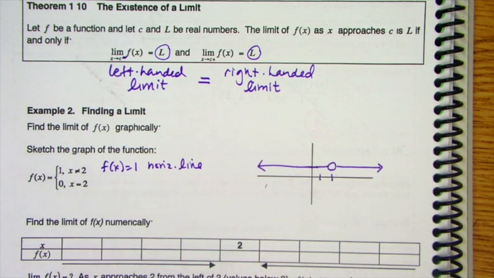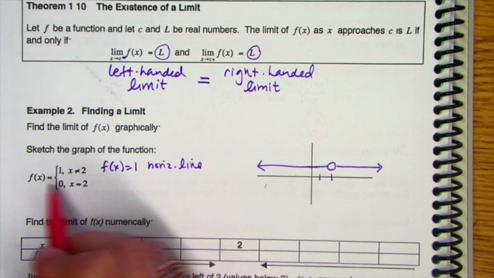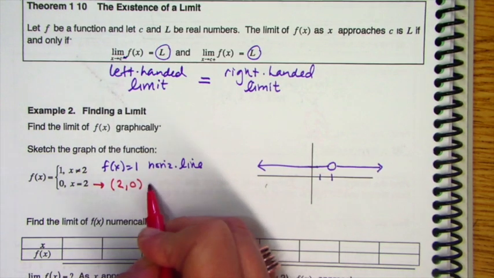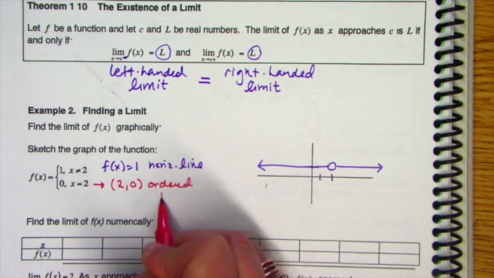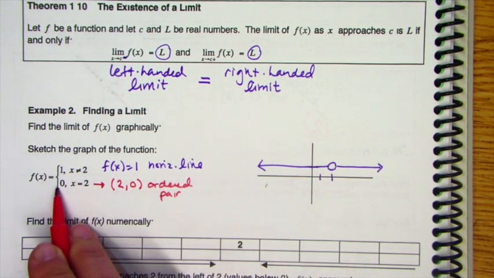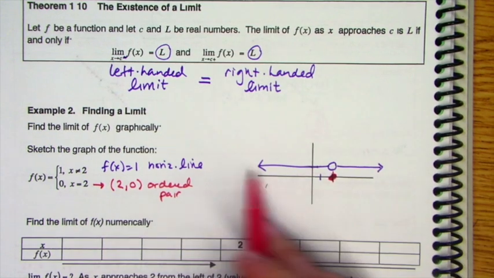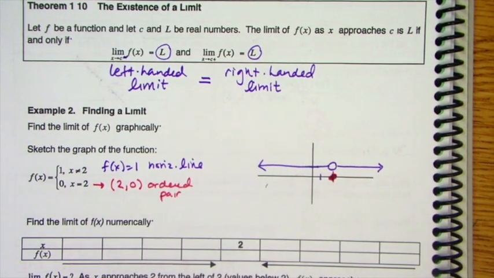So what's happening at x equals 2? Well, the second part of this piecewise says at x equals 2, f of x is equal to 0. That is just the point. That's the ordered pair (2, 0). That's my x value, there's my y value. So at (2, 0), I put a point. Okay, so we have a line with a hole in it and then a point down here.